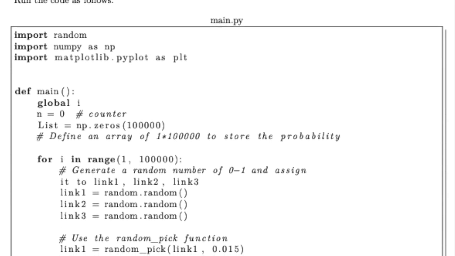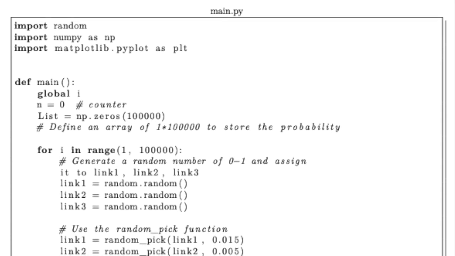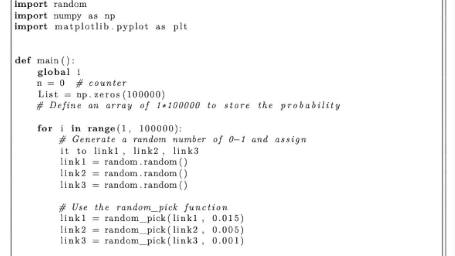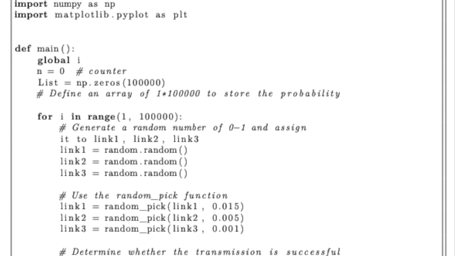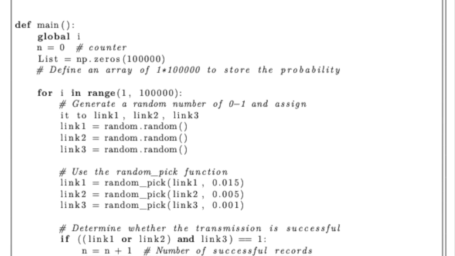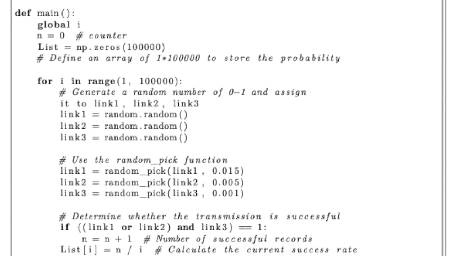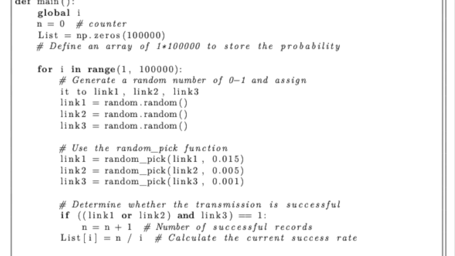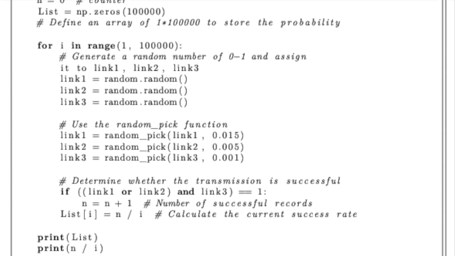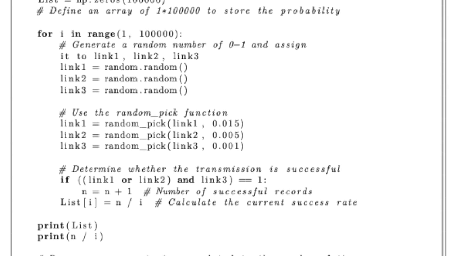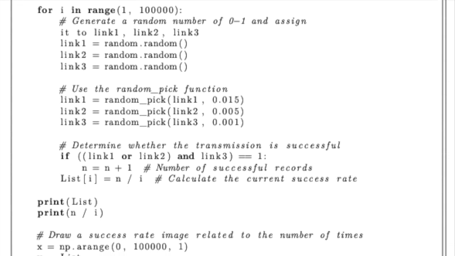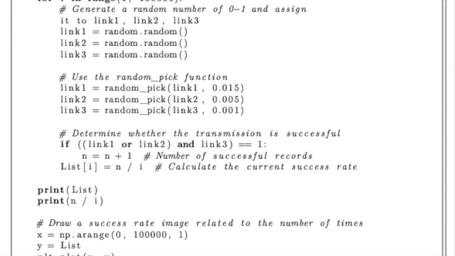Consider the following network and suppose that link i could fail with probability q_i. Let C be the event that the network is okay. Let Q1 equal 0.015, Q2 equal 0.005, and Q3 equal 0.001. Please perform a simulation by R or Python to estimate the probability of C given link i does not fail, that is, P(C | link i is okay).